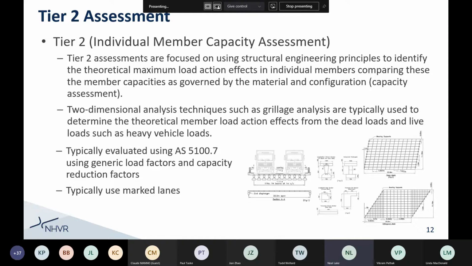But if that's not how it's currently being used, then we have an opportunity for Tier 2 assessment to really consider how the structure is being used. And so in that case, we're talking about using marked lanes. I guess what's important about that whole process is that if the use of the structure changes in the future, then we need to think about changing our Tier 2 assessment, because how we use the structure is different. So it's just something to keep in mind as we go through.